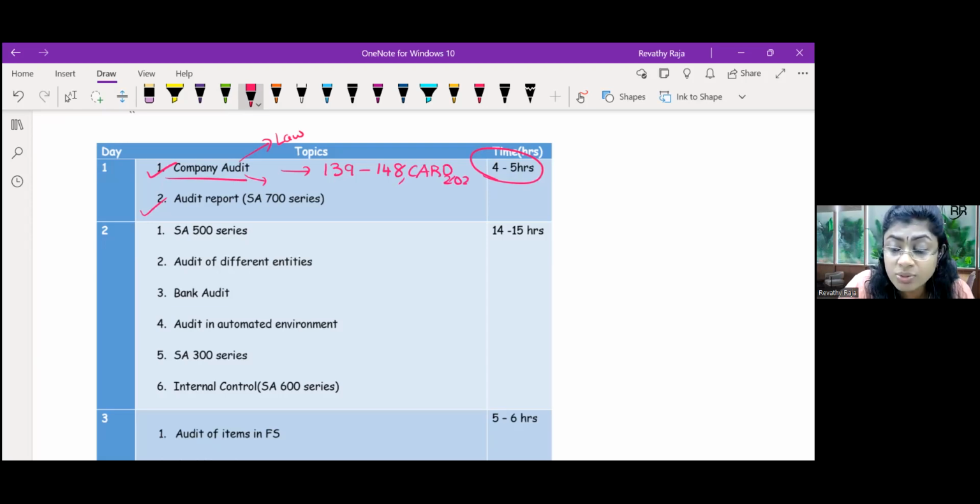Now, CARO 2020. CARO 2020 has how many clauses? Come on. How many clauses? 21 clauses. Very important, CARO. After that, we can go to audit report.